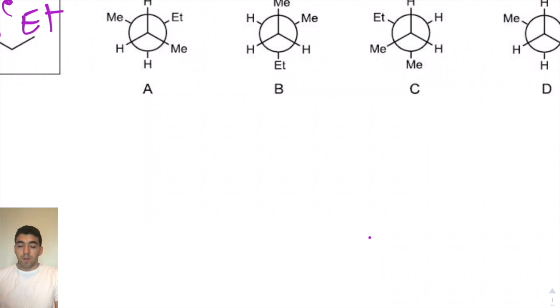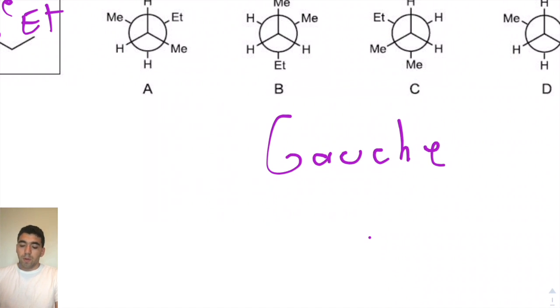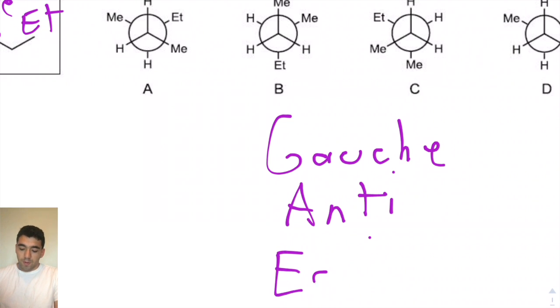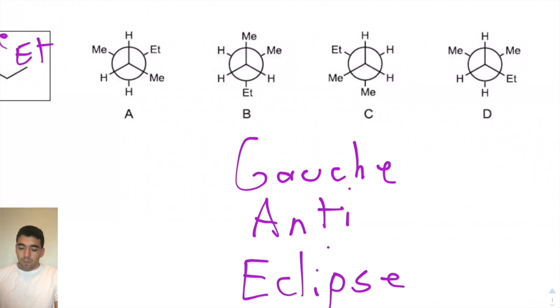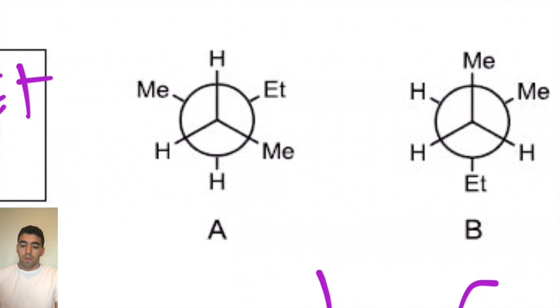And the types of interactions that we've gone over in class are gauche, which is fairly stable but not the most stable. The best being anti, when these bulky methyls are as far away as possible. And our other option is eclipsed, which is very bad because they're right on top of each other and bumping into each other. So what we want in this problem is no eclipses, a small amount of gauches, and a high amount of antis to make it very stable. So let's look at them all individually.